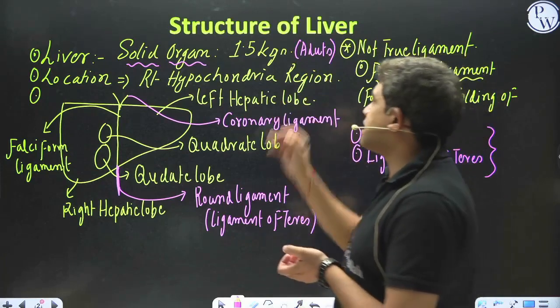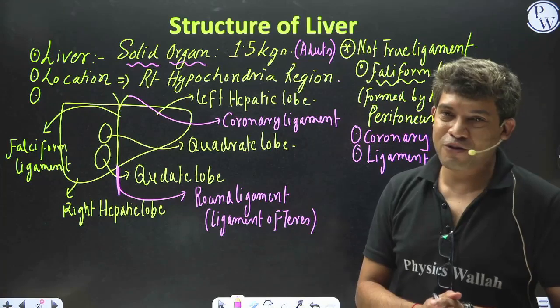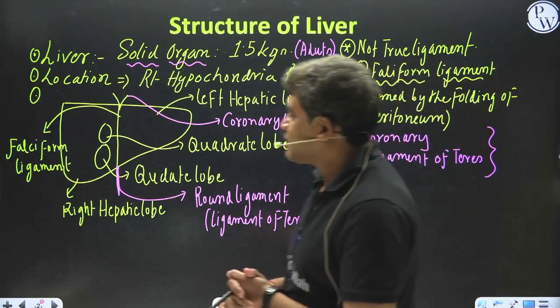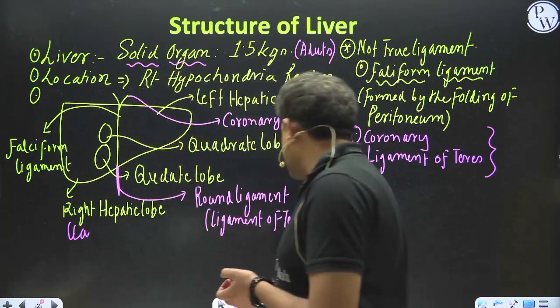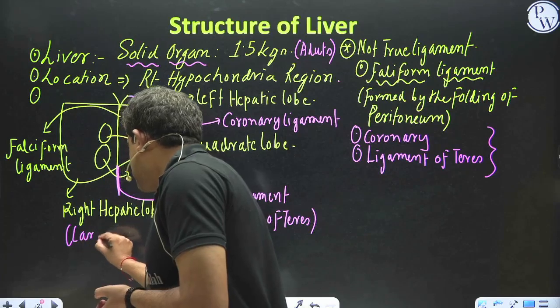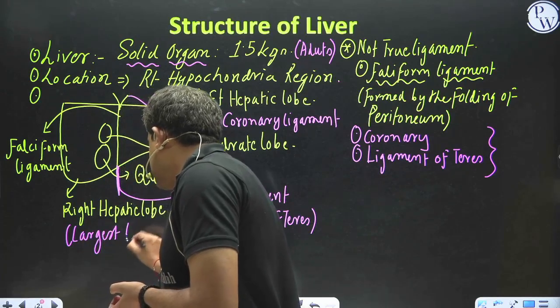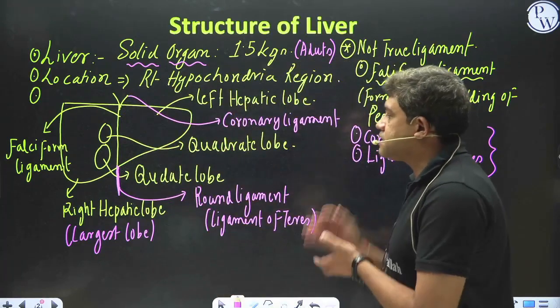And it is located at the right hypochondriac region. It is composed of generally four lobes. The largest one is the right hepatic lobe. So this right hepatic lobe is the largest of all. Understand, this is the largest lobe.